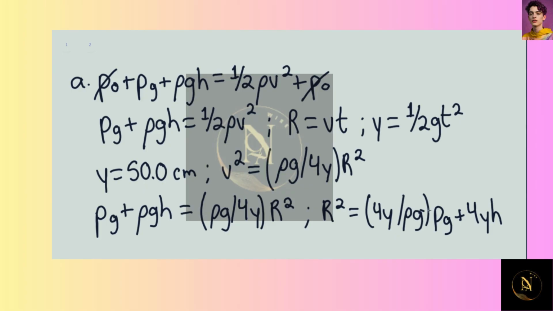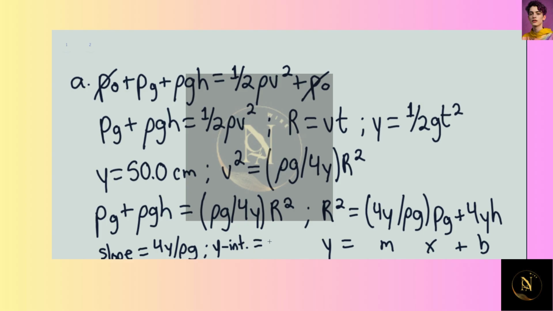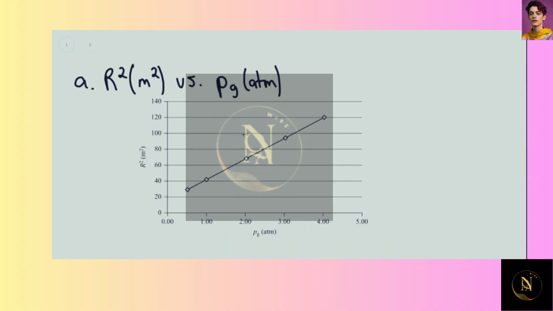the gauge pressure plus 4yh. As you can see here, this somewhat looks like y equaling mx plus b, where here the slope is equaling 4y over rho g, and then the y-intercept b is equaling 4yh. And this is essentially how we are plotting this graph here. And again, the gauge pressure is in atmospheres.